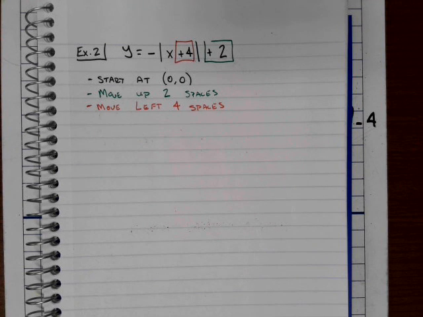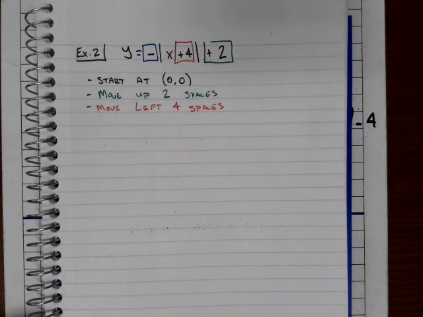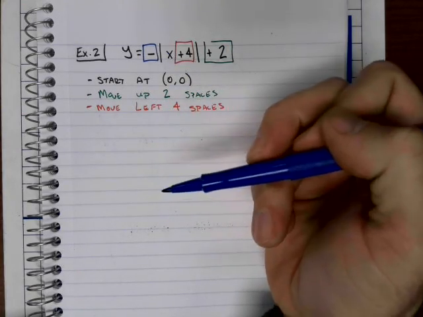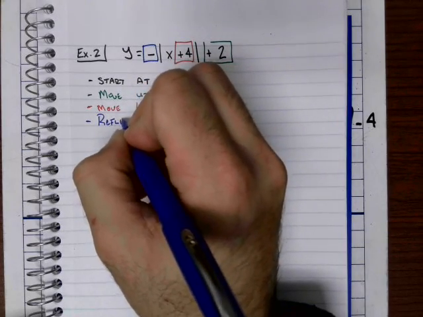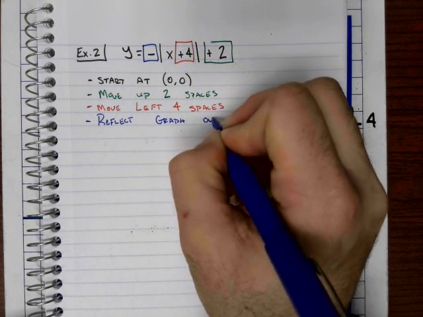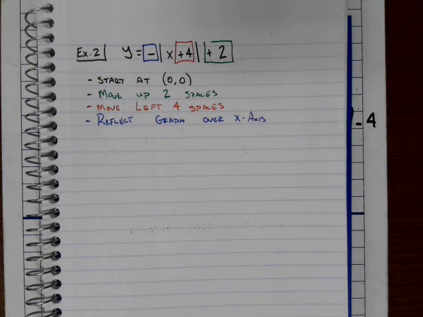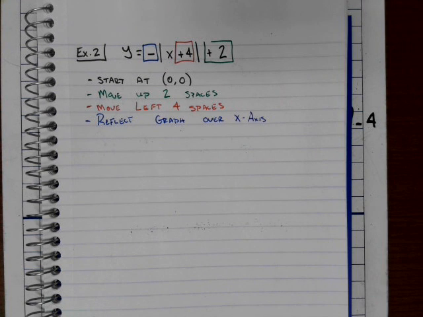Okay, there's one more thing. There's a little kicker in here, that little negative sign out there. This tells me to reflect, or flip, my graph over the x-axis. Okay, so we're going to reflect the graph over the x-axis. All right, now reflect means we're just going to flip it. Okay, so we're going to graph this.